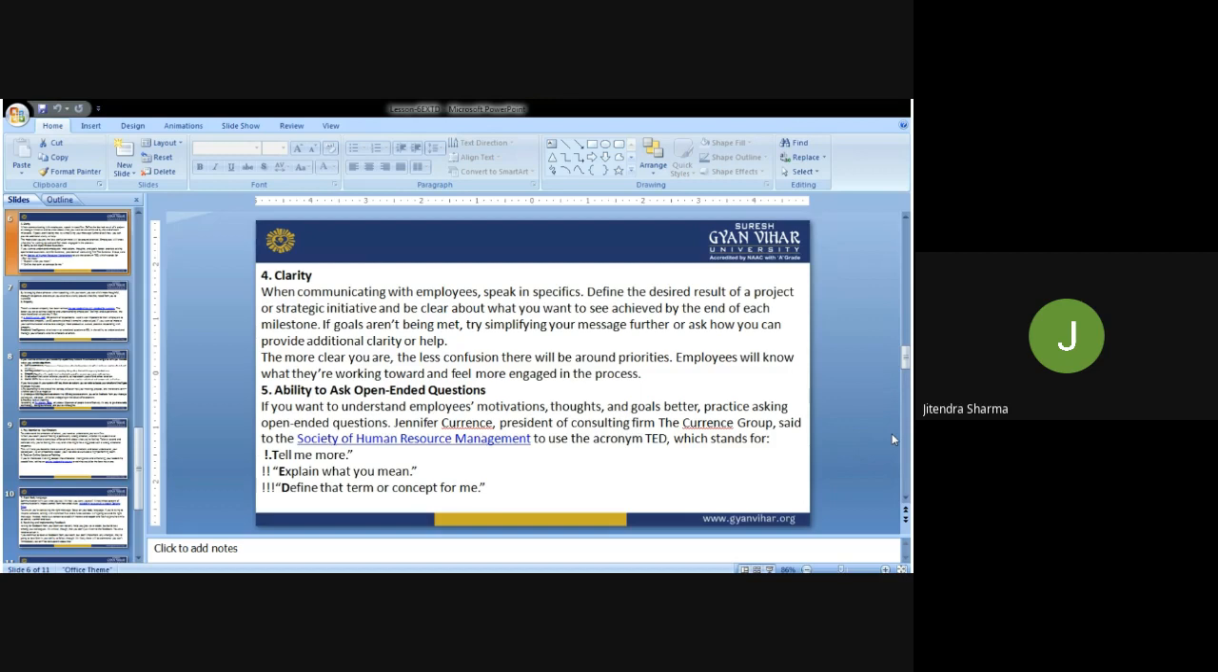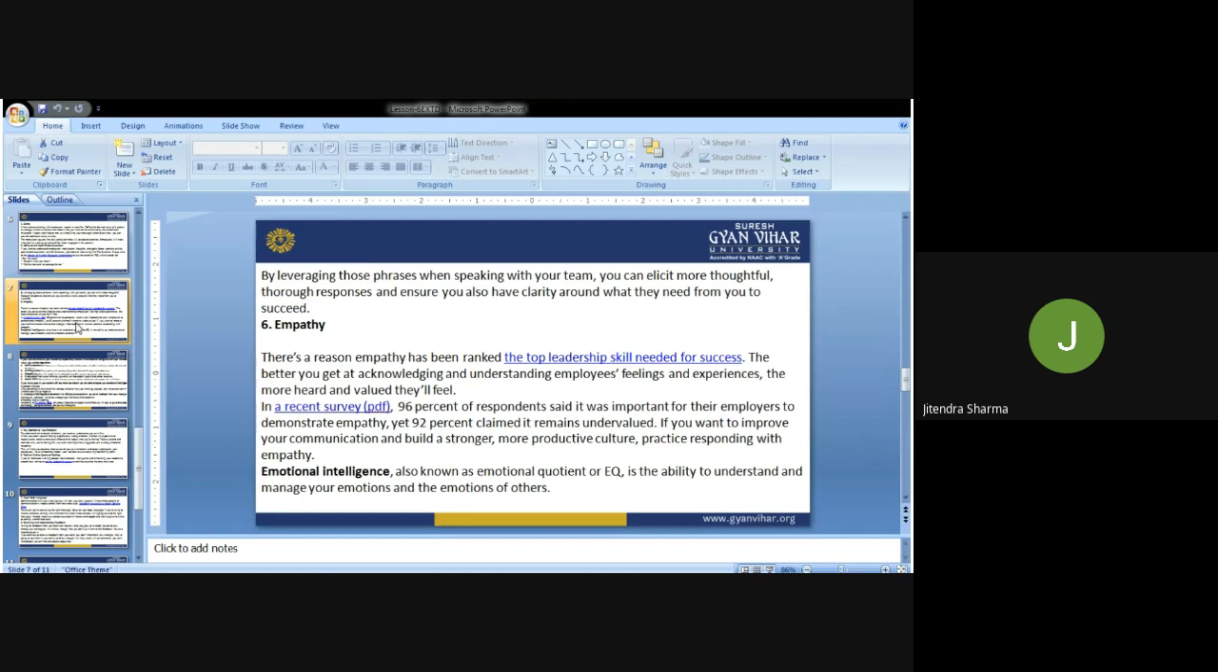So the Society for Human Resource Management suggests using the acronym TED, which stands for T: Tell me more, E: Explain what you mean, and D: Define that theme or concept for me. If I use this TED formula in the communication, then you will become a good leader, if that is the skill you want to earn. By leveraging those phrases when speaking with your team, you can elicit more thoughtful responses, and ensure you also have clarity around what they need from you to succeed.